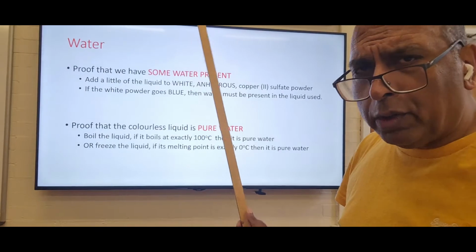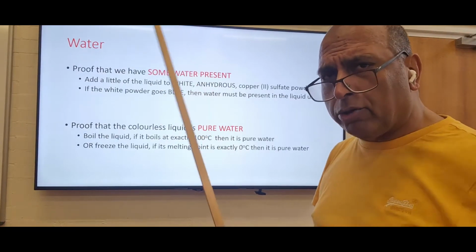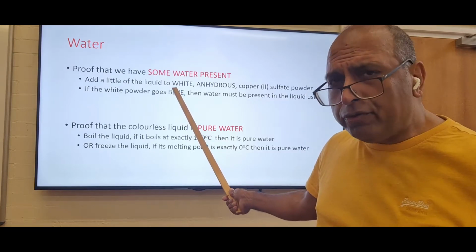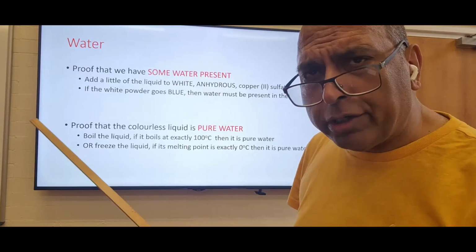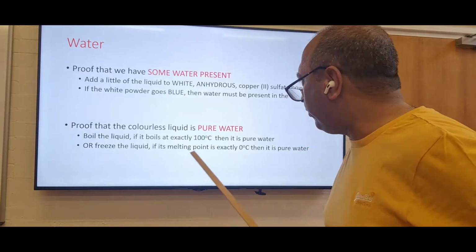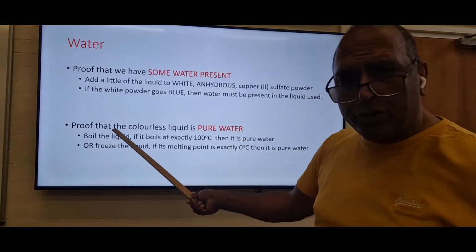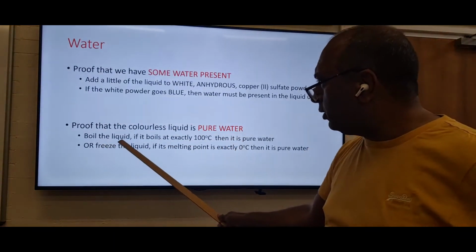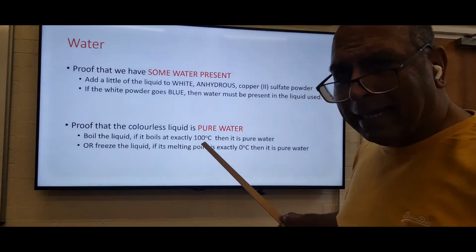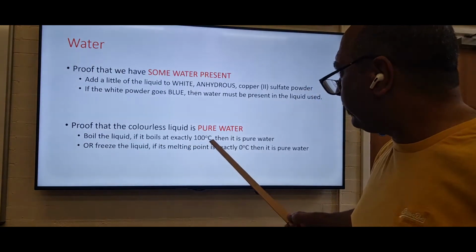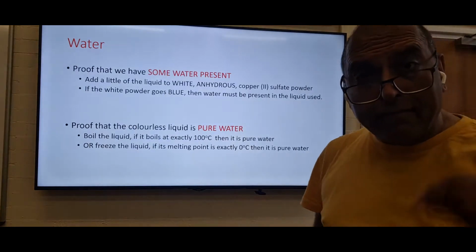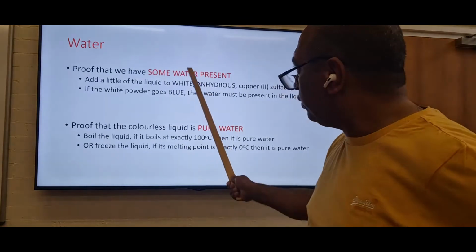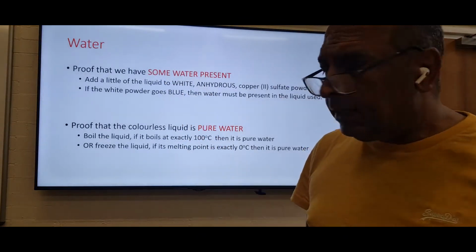But sometimes we want to prove we've got pure water. That does not prove pure water. What proves you've got pure water is it boils at 100 degrees and freezes at 0 degrees. So what you might do as a test to prove you've got water is boil it. Boil the liquid. If it boils at exactly 100 degrees Celsius, then it's pure water. That's a physical test. So that's what you do to prove it's pure water. That's what you do to prove you've got some water present.